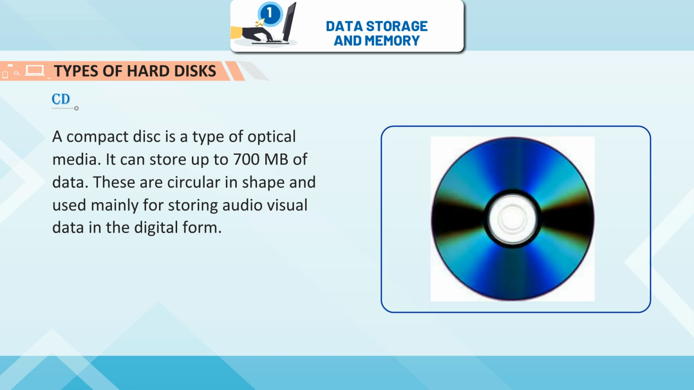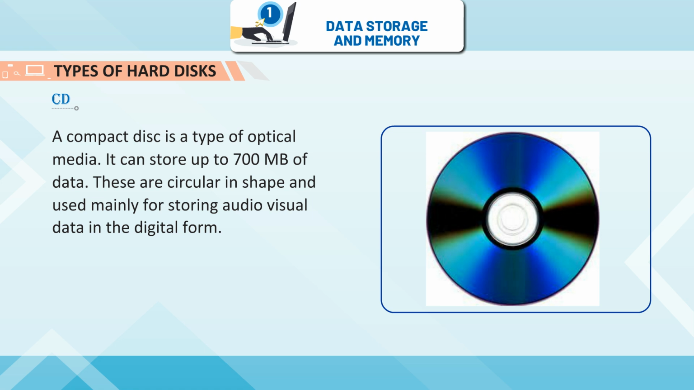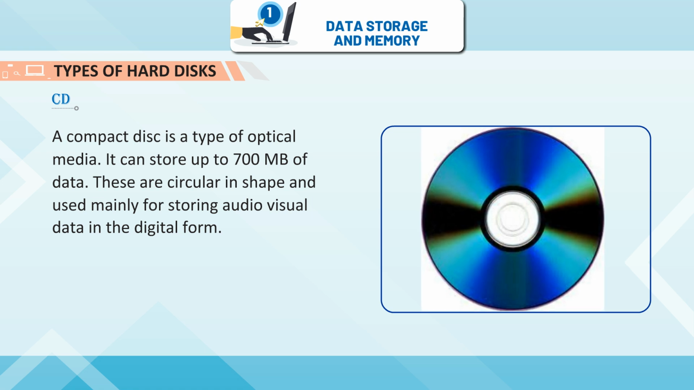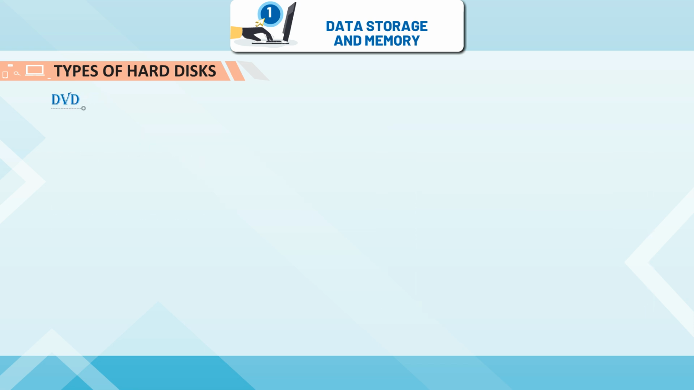CD. A compact disc is a type of optical media. It can store up to 700 MB of data. These are circular in shape and used mainly for storing audio-visual data in digital form.